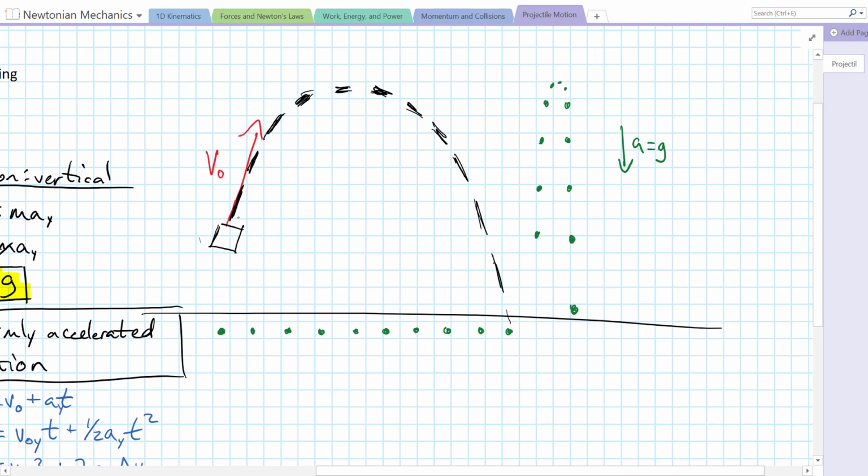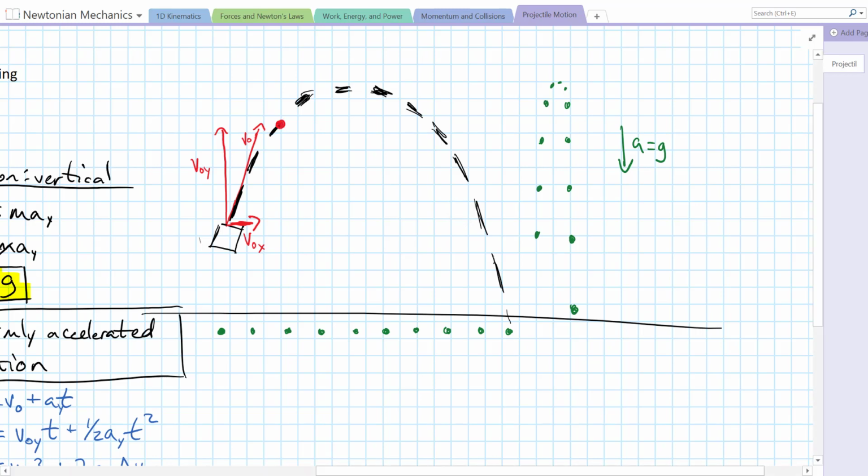Now, we have some initial velocity v0, which means we can resolve our vector into components. This would be v0y, and this would be v0x. And actually, to make this easier, I'm going to move my v0y over to a point on our trajectory. So it's actually right here, v0y. And this is our total velocity v0.